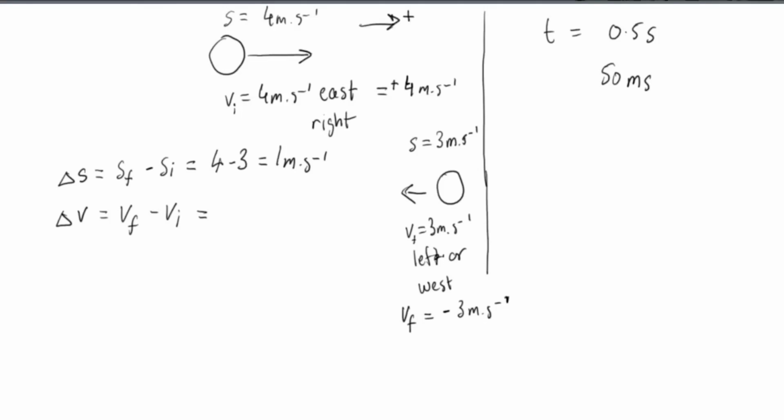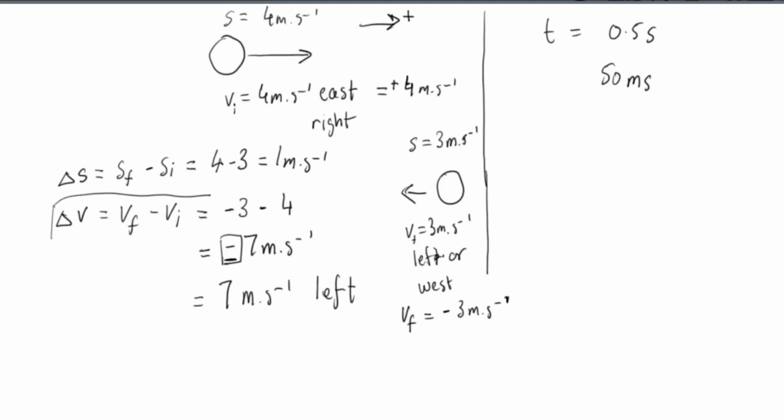Which we can then go ahead and plug into our change in velocity equation over here to say V final, which is negative 3, minus 4 is equal to negative 7 meters per second. And because we've got this negative out here, all this is telling us is that the change in velocity occurs in the left direction. So we can rewrite this to say the change in velocity is equal to 7 meters per second left.